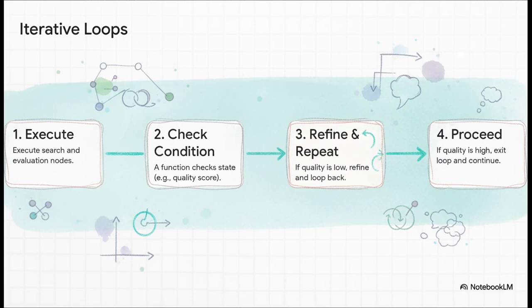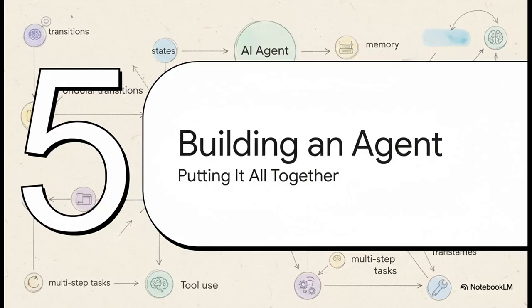And LangGraph is also fantastic at creating loops for iteration. Think about it. What if your first search just isn't very good? You don't want to proceed with bad results. So you can build a loop. You execute a search, you evaluate the quality, and then a special conditional function checks the state. It might ask, should we continue? If the quality is too low, it says yes, maybe refines the search query, and loops right back to the search step. If the results are good enough, it says no, and we finally exit the loop to generate the report.